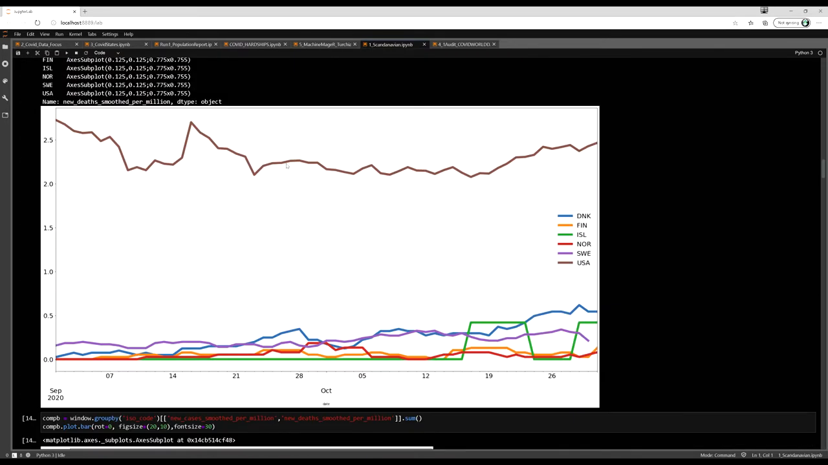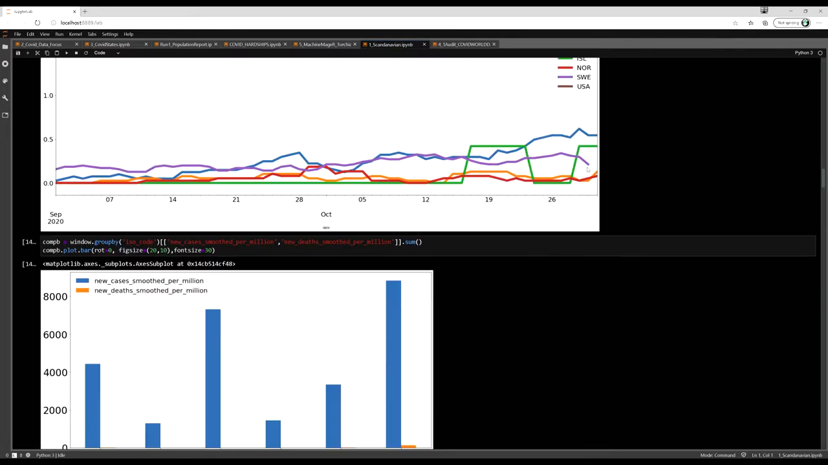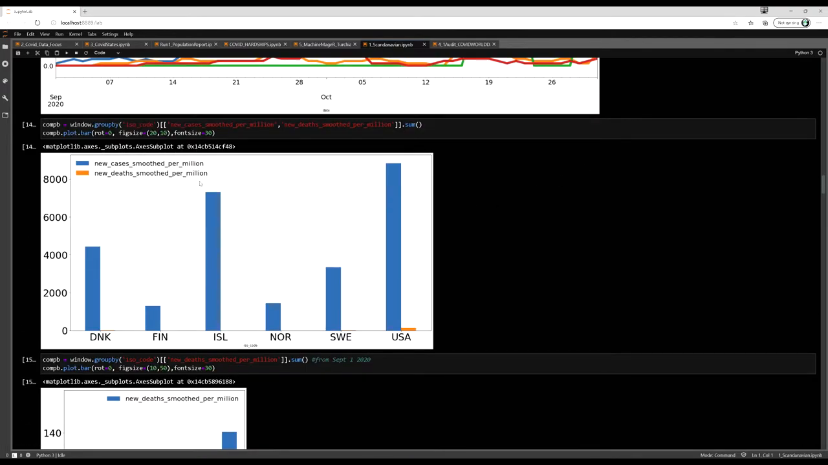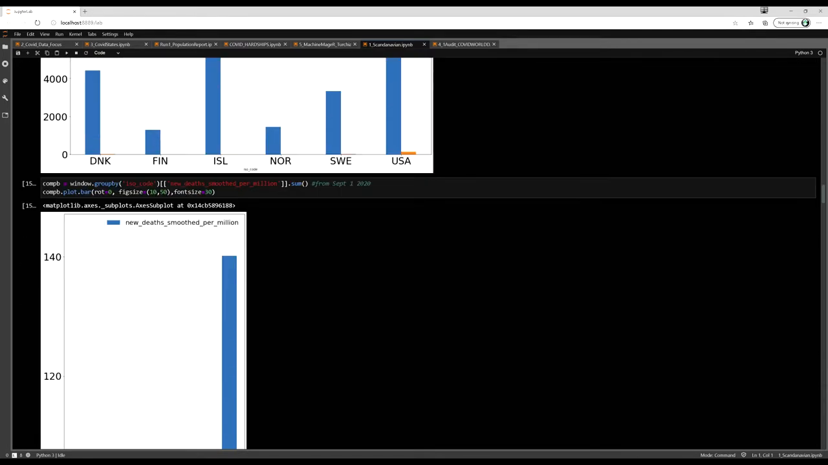All right, here we are. We are looking now at new deaths smooth per million. Iceland, they had their one, or two people. Denmark, right about there. Sweden, actually now below Iceland. USA, of course, we sometimes lose sight. That's all the way up here. Here we are as far as cases smooth per million, deaths smooth per million, as far as comparison on basically a bar chart.